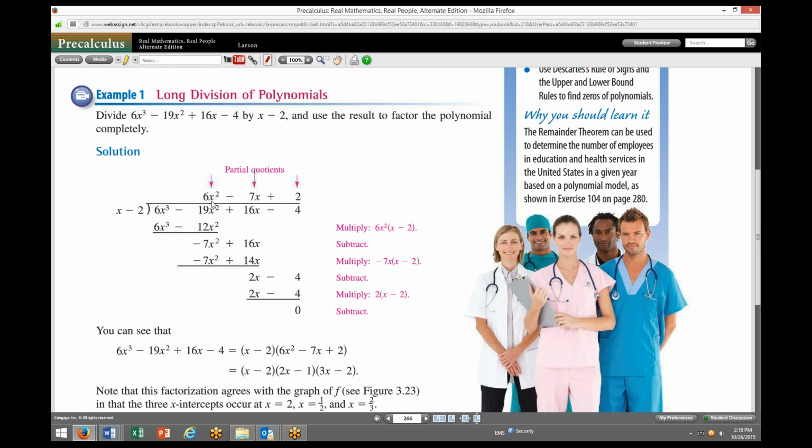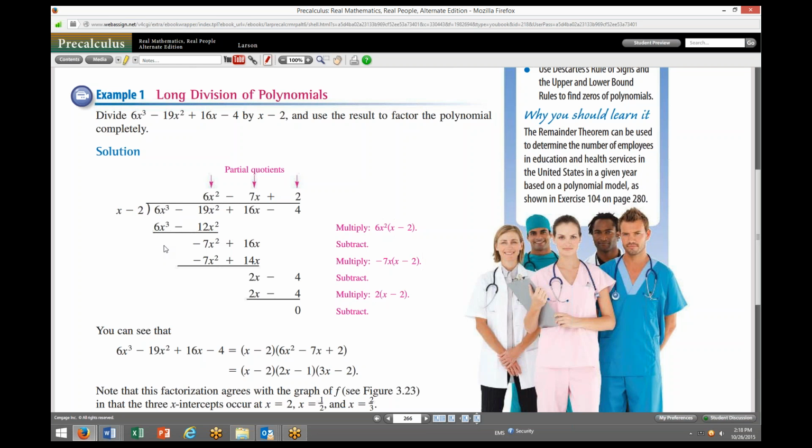So 6x squared times x is 6x to the third. We write it right under the x to the third term. 6x squared times negative 2 is negative 12x squared, and we write that right under the x squared term. Now we do just like we did previously with 2-digit numbers. We subtract. So we subtract the 6x to the third from 6x to the third, and it's gone. It's 0. Don't even write the 0 down.